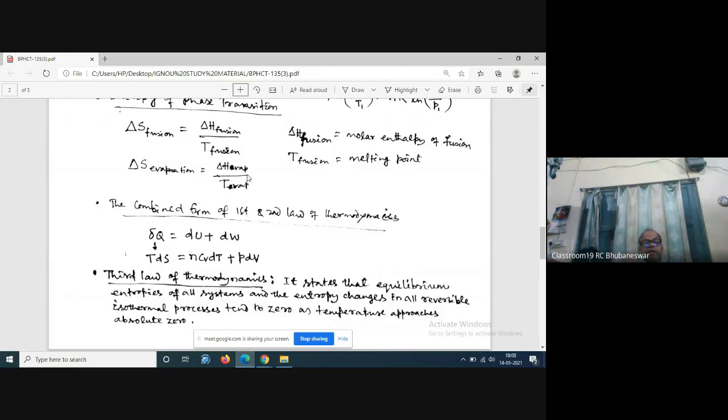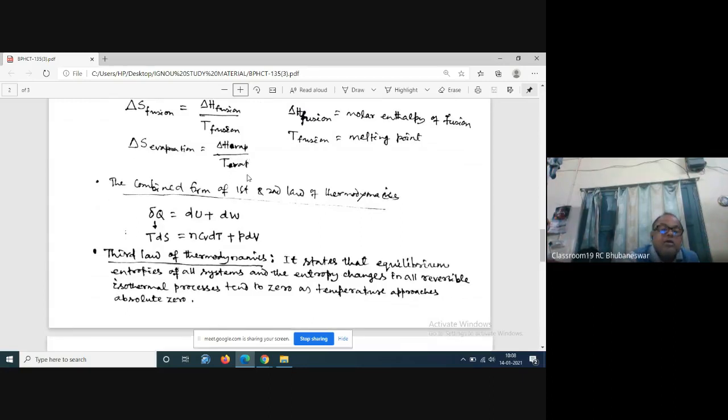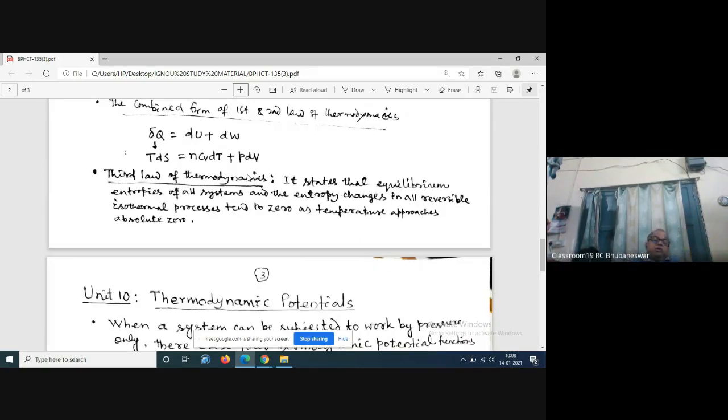So dU equals nCv dT, and work done dW equals pressure into change in volume, pdV, the work done. So the first law and second law are connected with this expression.